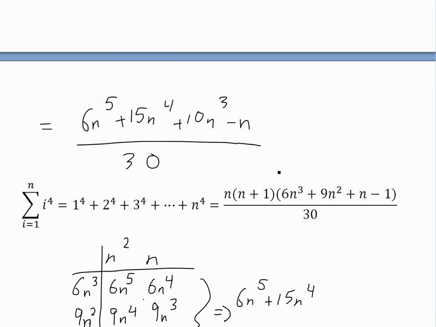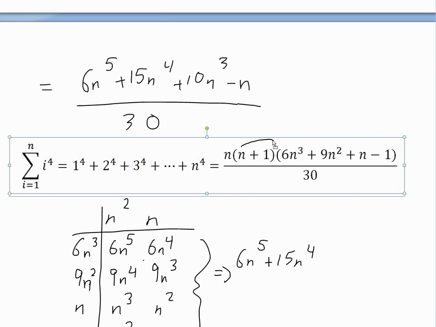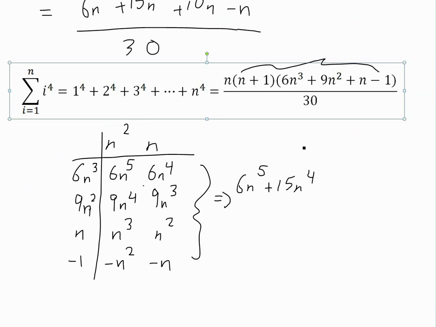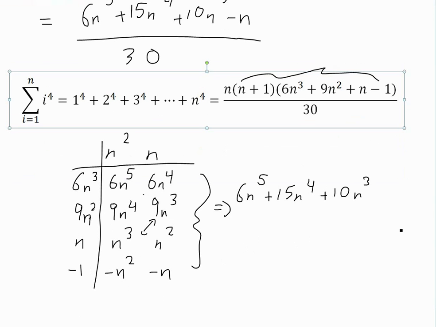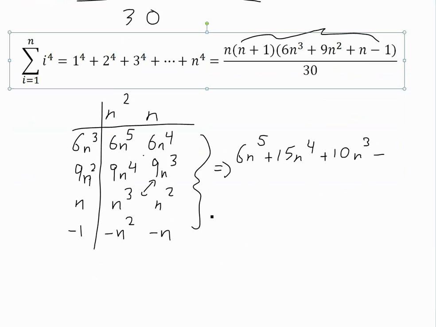We have 6n^5, 15n^4. And again, I'm just FOILing out this top part right here, so there's obviously going to be a divided by 30 in this answer. So basically 15n^4. Now this part right here is going to be plus 10n^3. And once again, that's the same thing right there. And then minus this one right here.